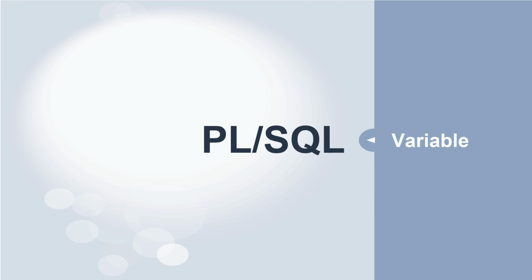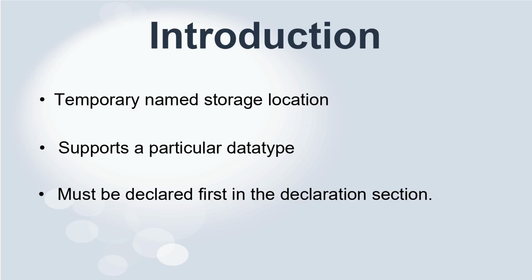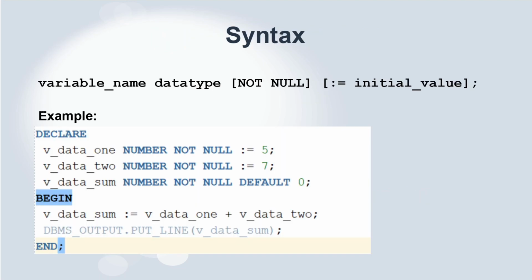The topic is variable. In PL/SQL, a variable is a temporary named storage location that supports a particular data type in a program. And before using a variable, we must declare it first in the declaration section of a PL/SQL block. This is the syntax of declaring a variable.